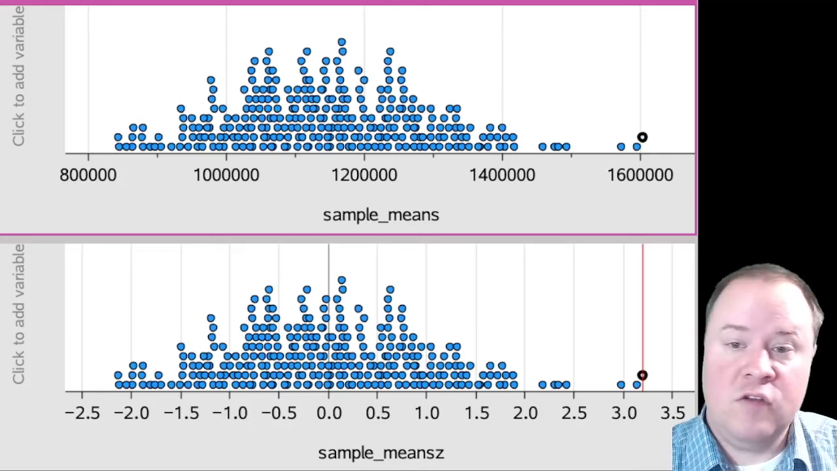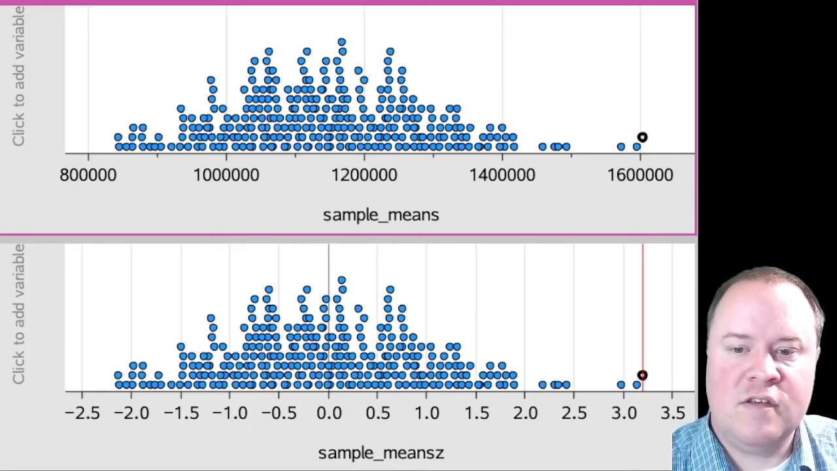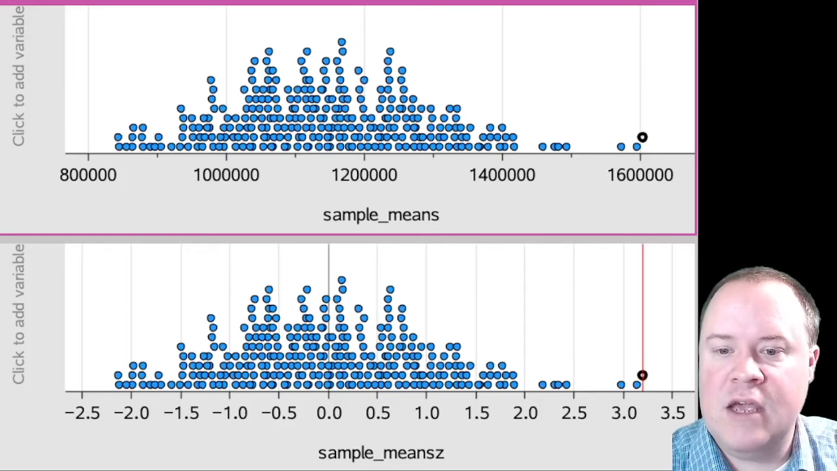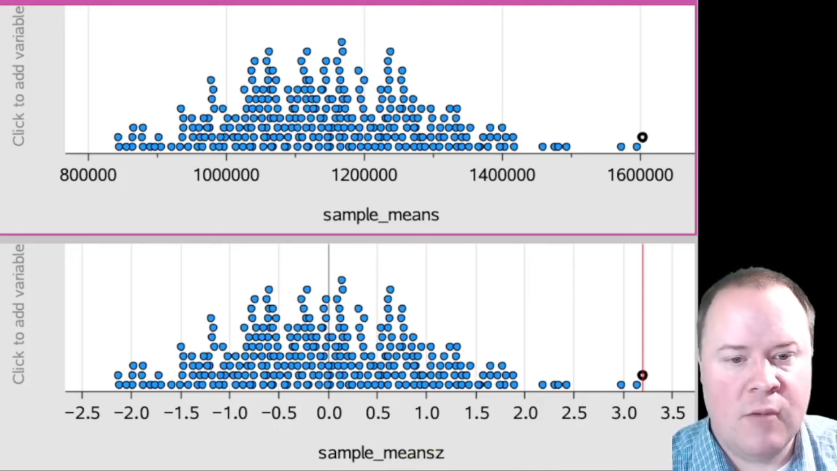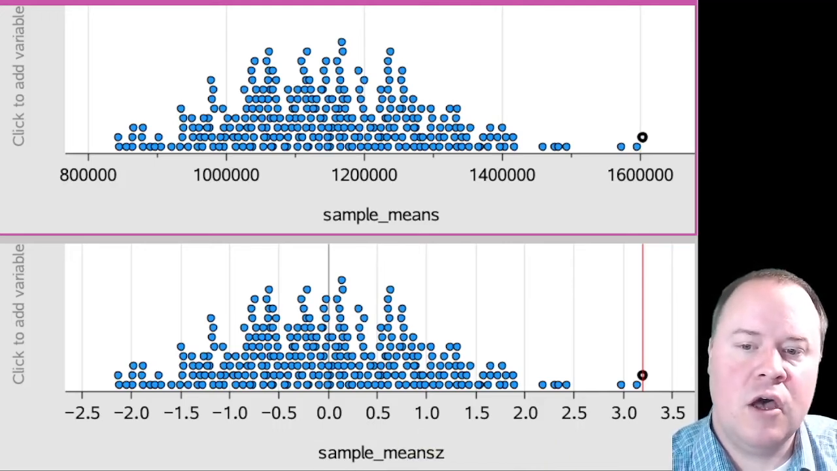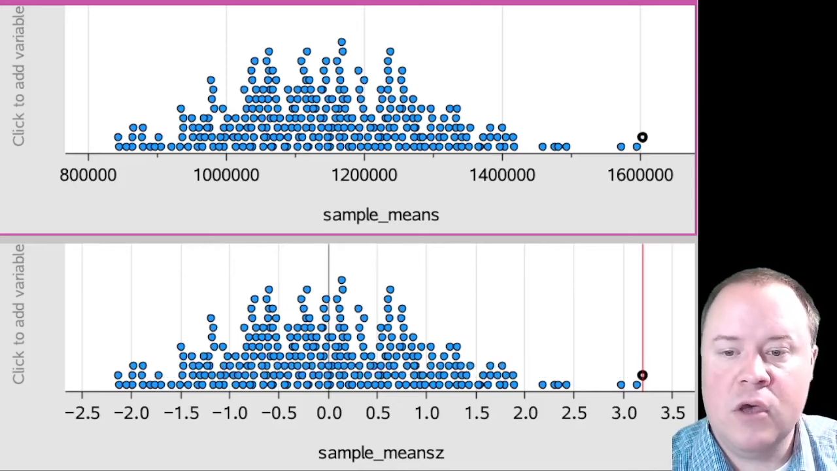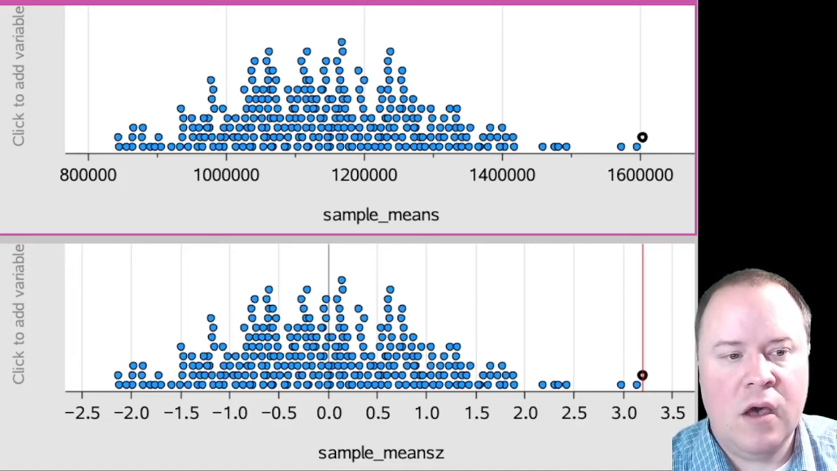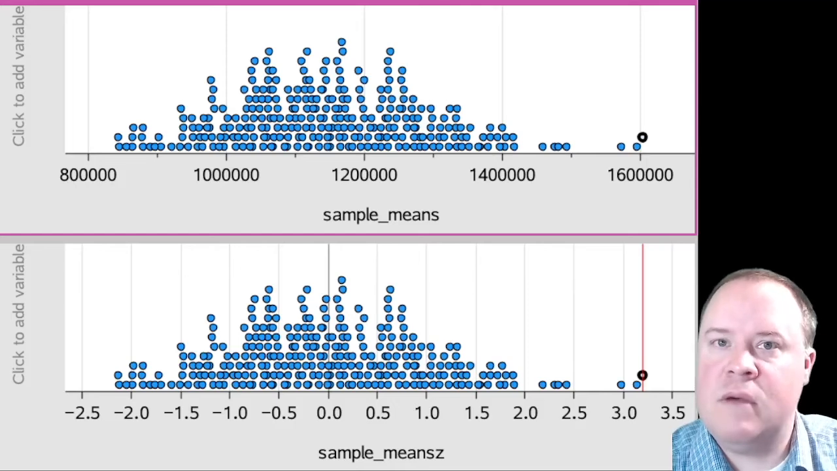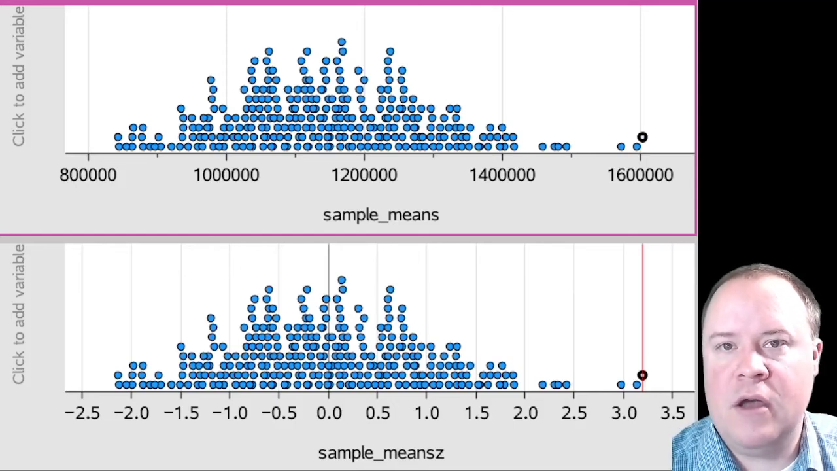So if we know the sampling distribution, we can just calculate the likelihood of getting this value that's really far away. One helpful thing to think about here is that we have a z-score of somewhere around, let's say, 3.3. This z-score that's way out here is pretty far away from the mean.